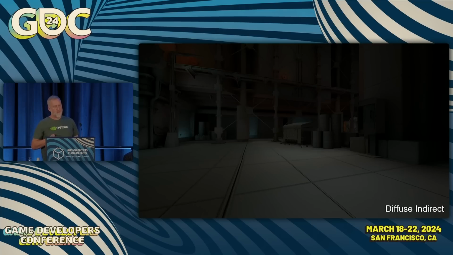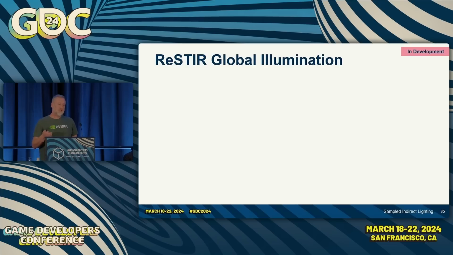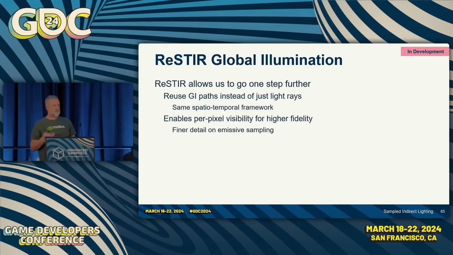But what can we do further? Well, we've now looked at ReSTIR global illumination. This is something that's in development, just coming online at the moment. So let's utilize ReSTIR to go one step further, and let's reuse GI paths instead of reusing light paths. And then we'll use the same spatio-temporal framework, and we'll do per pixel visibility. We'll get per pixel visibility for higher fidelity than what Lumen would do because of the probe-based nature of it. And this is going to give us nice fine detail for emissive sampling.